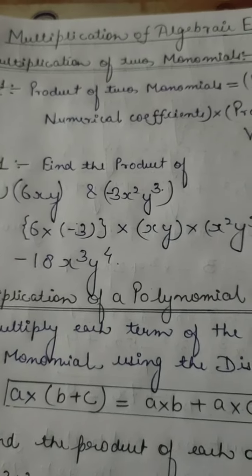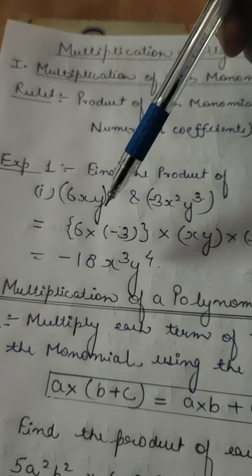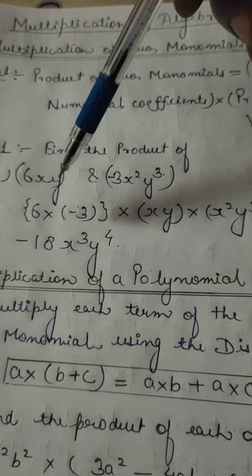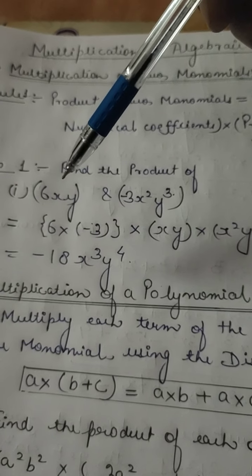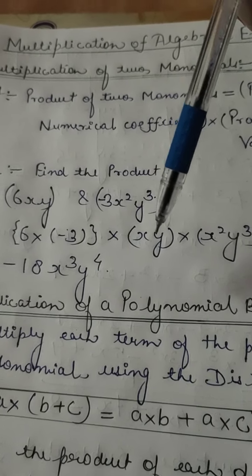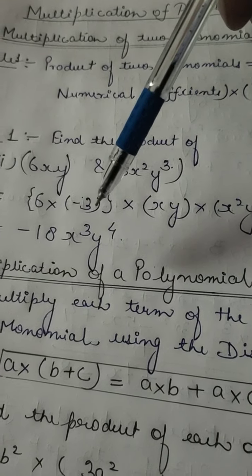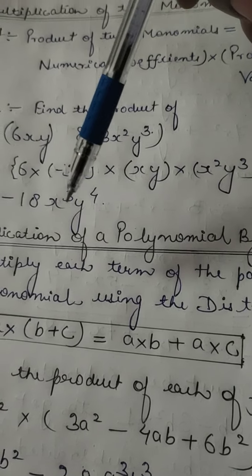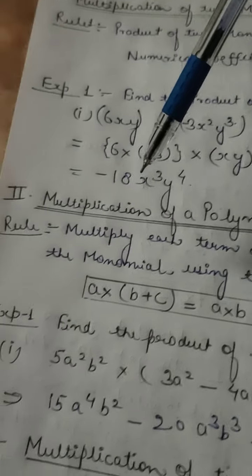Question number 1 is find the product of 6xy. Here you can see 6xy, this is monomial, and minus 3x square y square. You have to multiply these two monomials. So what is the first step? You have to multiply their numerical coefficient, that is 6 is multiplied with minus 3 and xy is multiplied with x square y cube. So when 6 is multiplied with minus 3, what we get? Minus 18. And x is multiplied with x square, then it will give x to the power 3. And y is multiplied with y to the power 3, it will give y to the power 4.